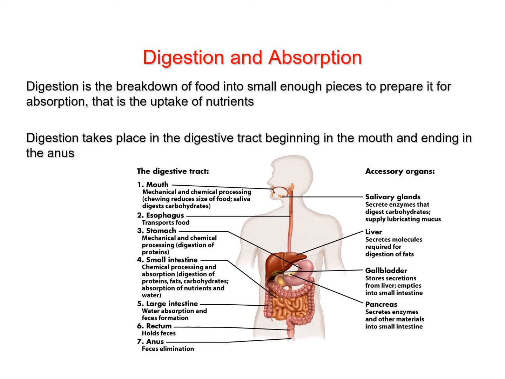Okay, let's get down to the actual process, the physiology of digestion and absorption of foods. Digestion really is a breakdown of the food that you eat into small enough molecules that they're able to be absorbed through the wall of the small intestine, so the nutrients can be taken up. The actual process of digestion takes place in the digestive tract, starting in the mouth and going all the way down to the anus.